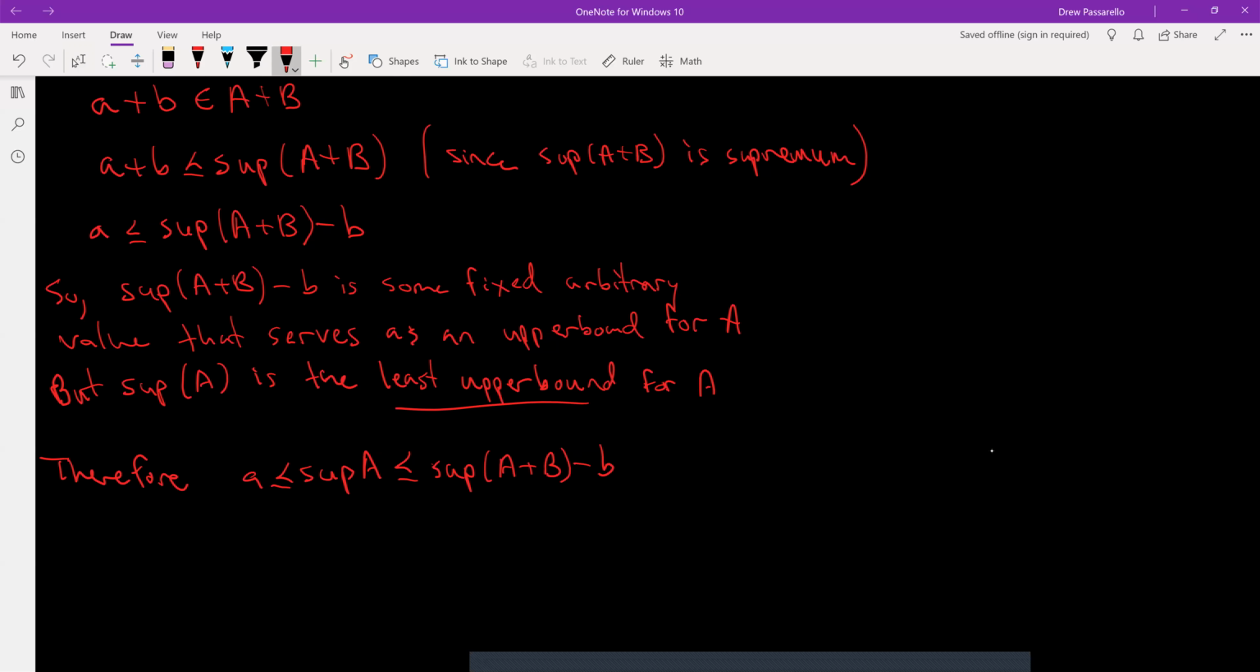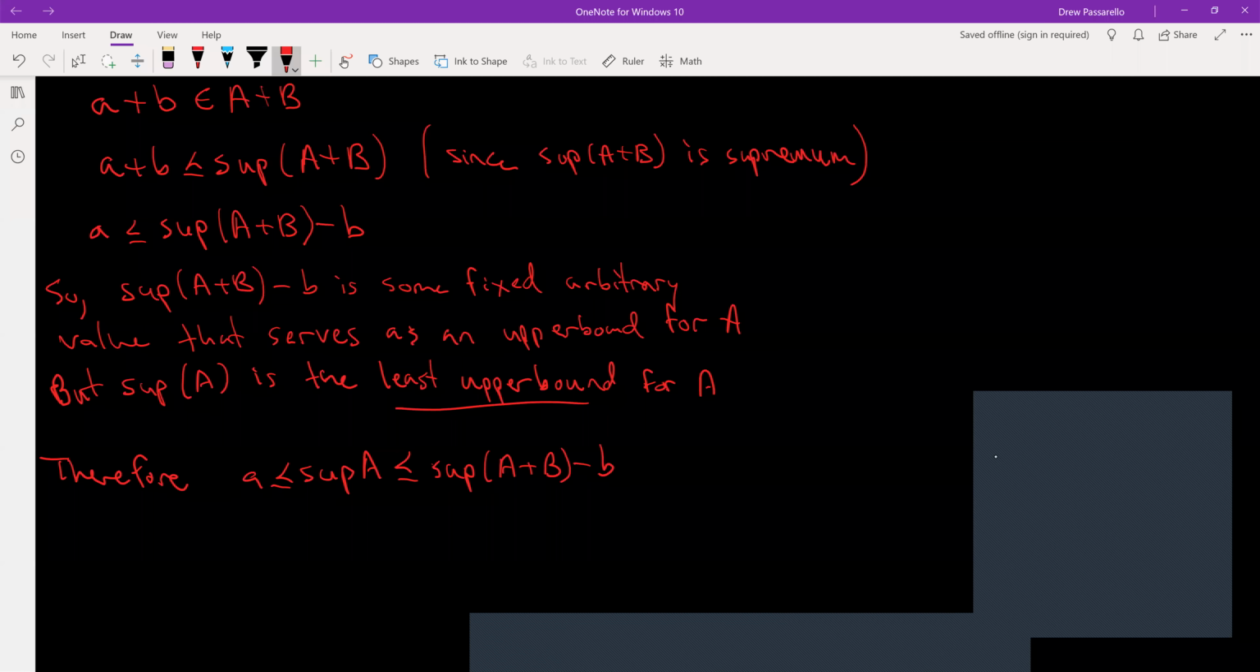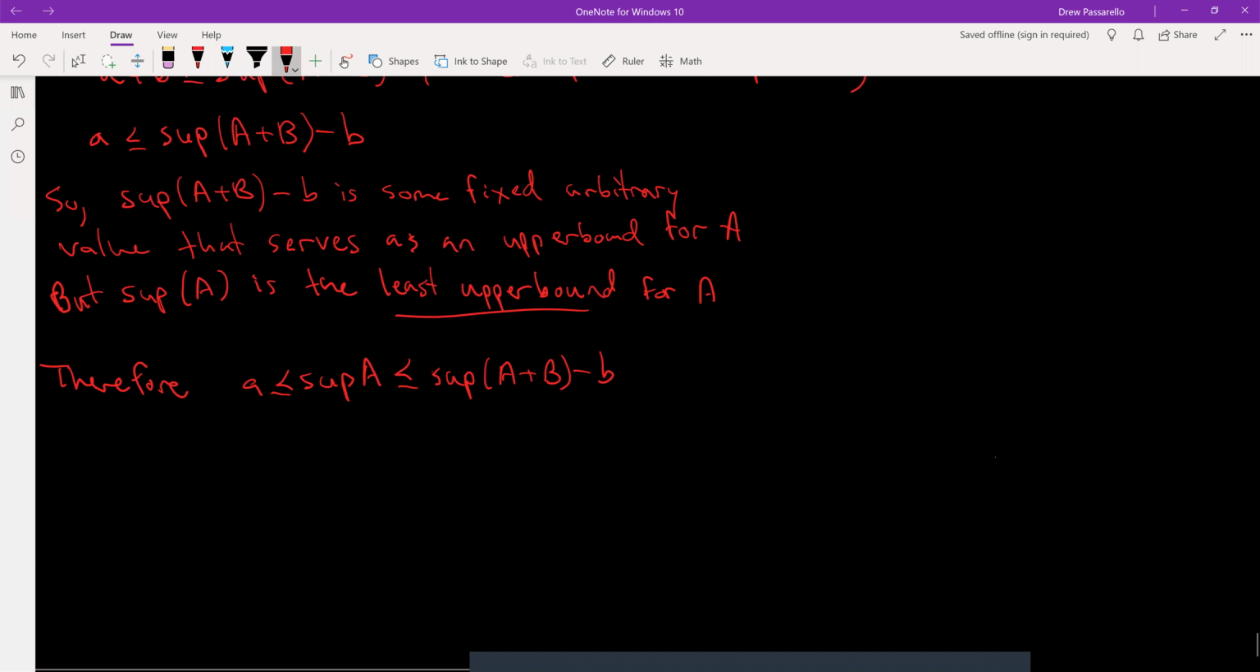All right, so what can we derive from here? Well, let's see. We can try to rearrange this inequality and do some similar reasoning for B. So just to clean it up, I'll go ahead and write it as sup of A is less than or equal to sup of A plus B minus b.